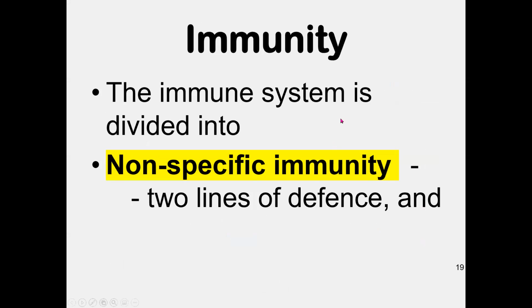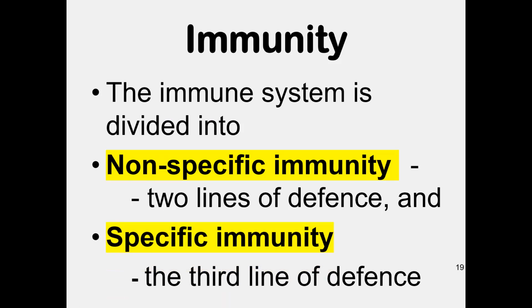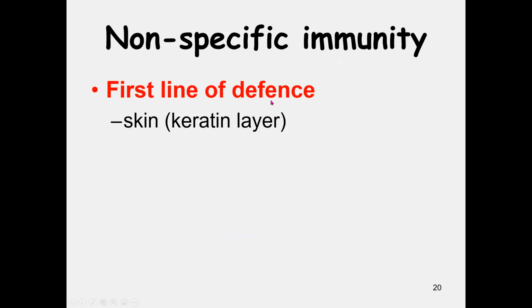Now, we have two types of immune systems. We have the non-specific immune system and the specific immune system. The non-specific, we have two lines of defense. And the specific, we have a third line. Okay, so this is going to be, as I said, a fairly dense talk.